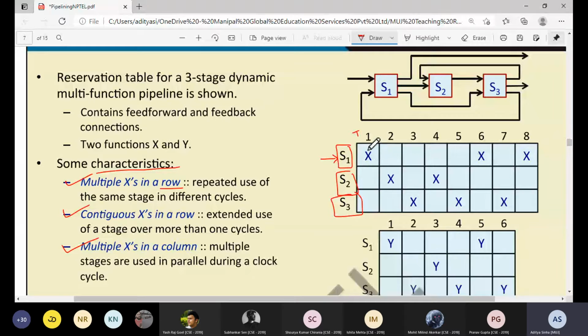अगर मल्टीपल एक्सेस हैं एक रो में, जैसे कि say this one, multiple x's in a row, what does this mean? इसका क्या मतलब होगा? This is a sub operation and it's getting repeatedly used in various time steps. So this means multiple x's in a row.